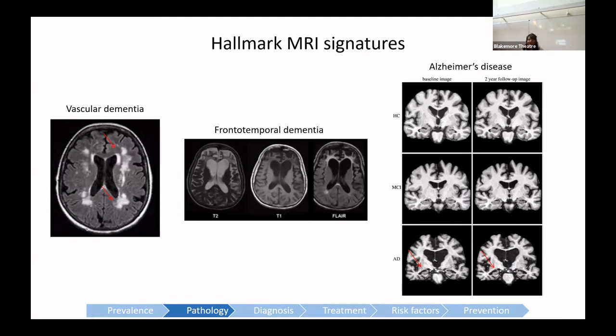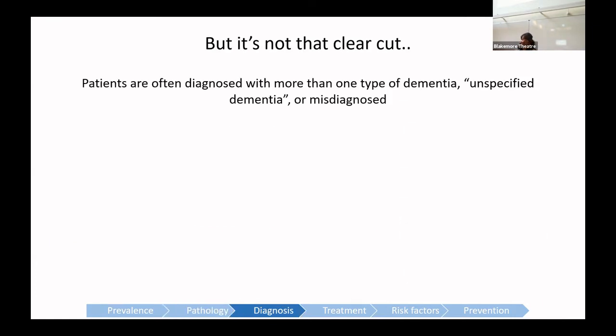So if it's all that simple, if you've got these different dementias which have a very characteristic pathology, characteristic symptomology, characteristic MRI signatures, then that must make diagnosis really very easy, right? But it's not that clear cut.